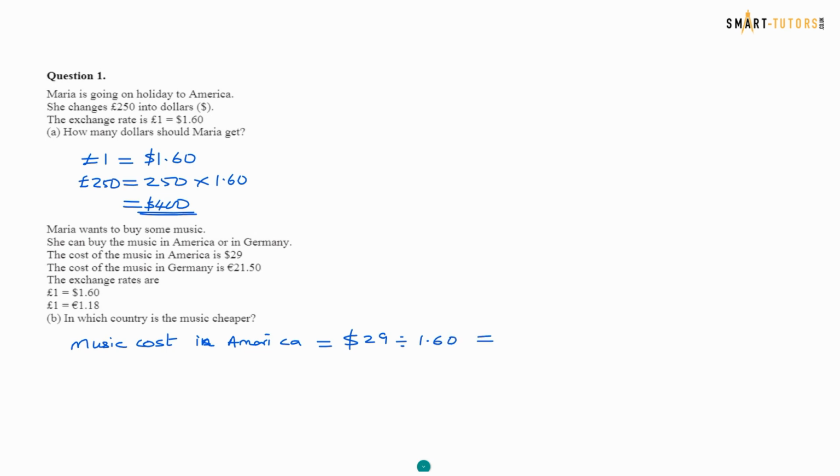We will find out that one. So the music cost in Germany, you do the same thing, you need to divide the 21.5 euros by 1.18. The rule here is, any cost you are changing to a foreign currency is multiplication, and when you are bringing it back, foreign currency to UK is division. So that's the rule we apply here.